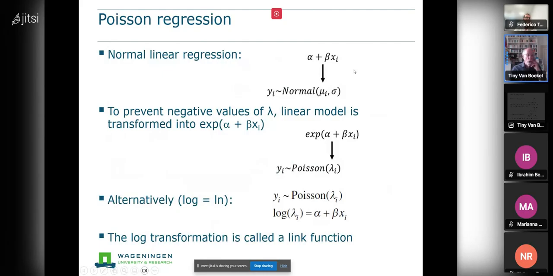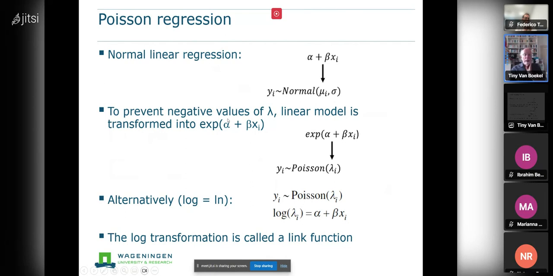So how does that relate to what we saw for normal linear regression? In normal linear regression, we assume a normal distribution and we replace this mu i by a model. Here it is a linear model, but it could also be a nonlinear model. And then we can estimate the parameters, alpha, beta, sigma, whatever you have.